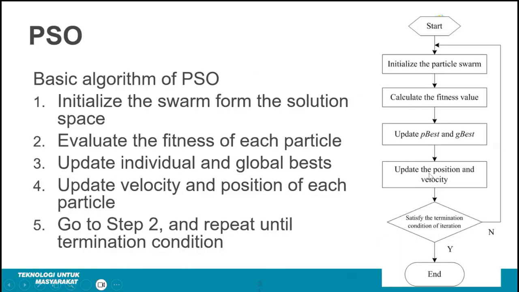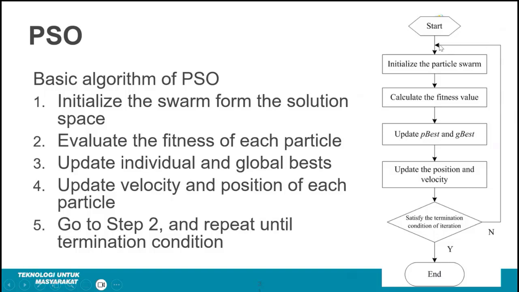Then update velocity and position. This is basically the reproduction stage. It will reproduce and then go to step 2 until the termination condition is met. So it will repeat by evaluating the fitness of each particle. If the termination condition is not satisfied, it will go back to calculate the fitness.